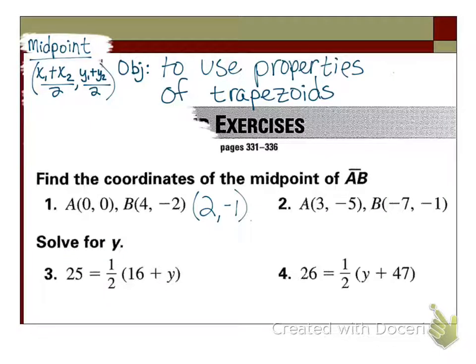So on number 2, when we're finding the midpoint, for our x's, what are we adding together? Okay, 3 plus negative 7 gets divided by 2. What about for the y's? Okay, gets divided by 2 again. So what is 3 plus negative 7? Negative 4 divided by 2 is negative 2. Negative 5 plus negative 1? Negative 6 divided by 2 is negative 3. Questions, concerns about finding midpoint?